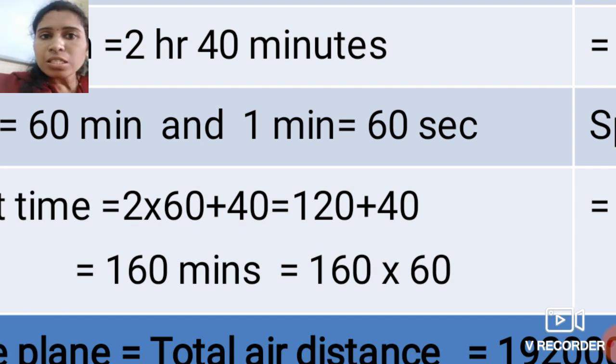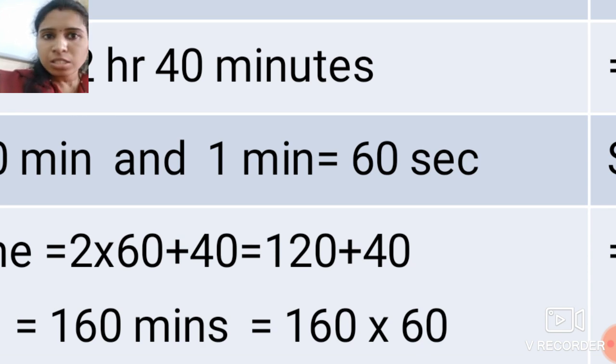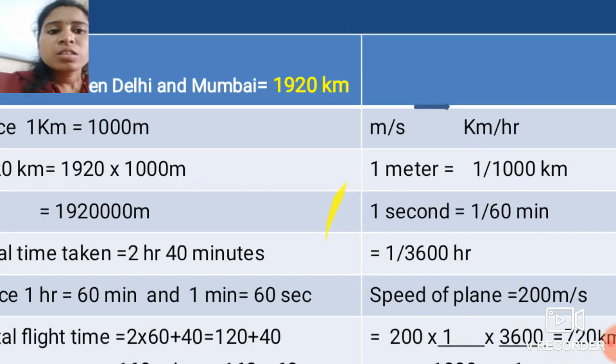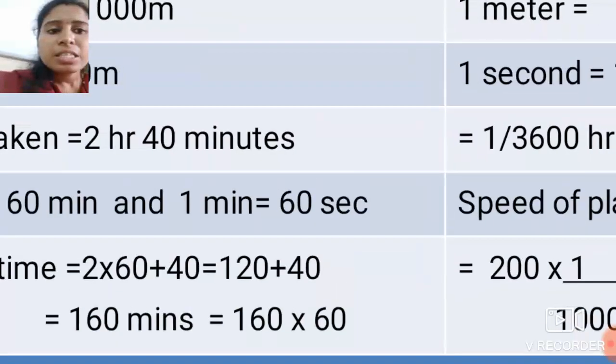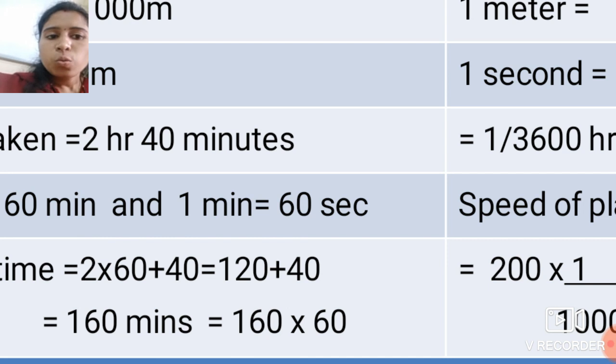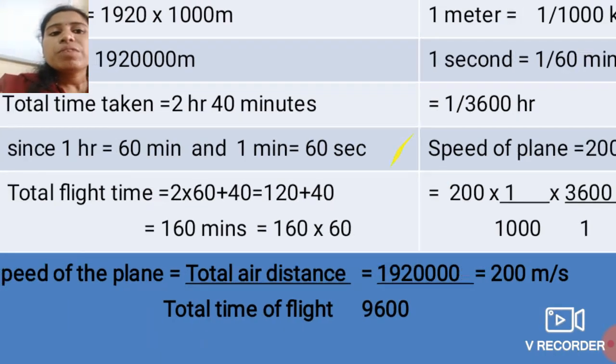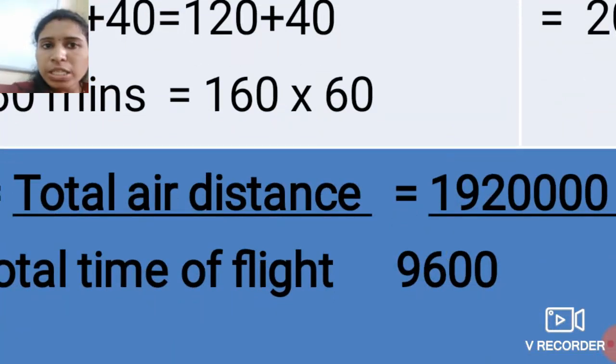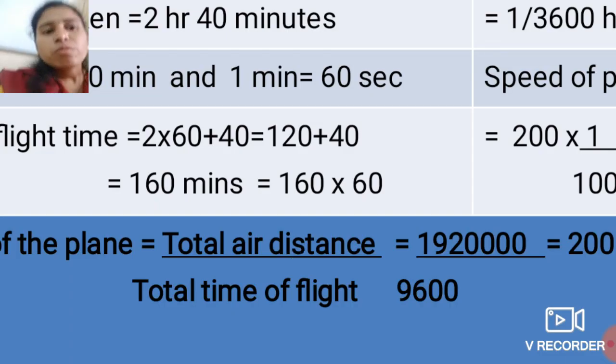So we have to convert these minutes into seconds. So we know that 1 minute is equal to 60 seconds. Okay, so here we multiply 60 into 160. We know that 1 minute is equal to 60 seconds, so we multiply 160 into 60. Then we will get the answer, that is 9,600 seconds.